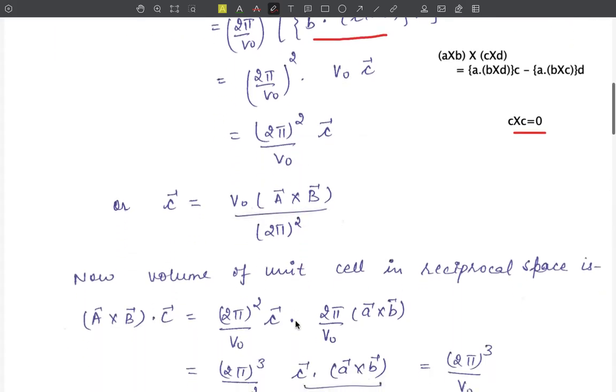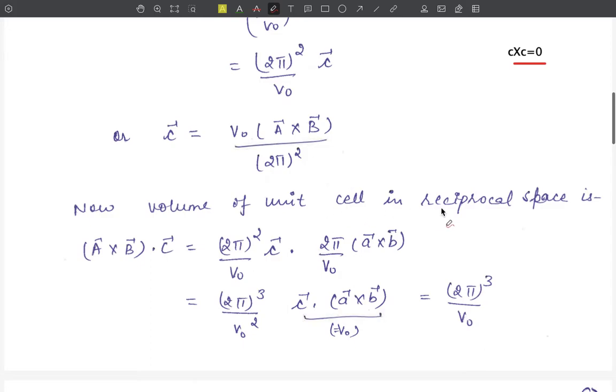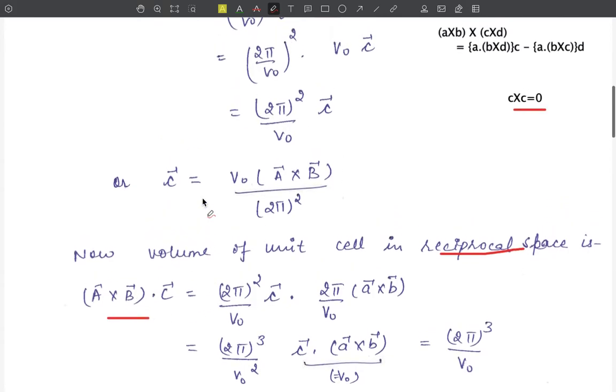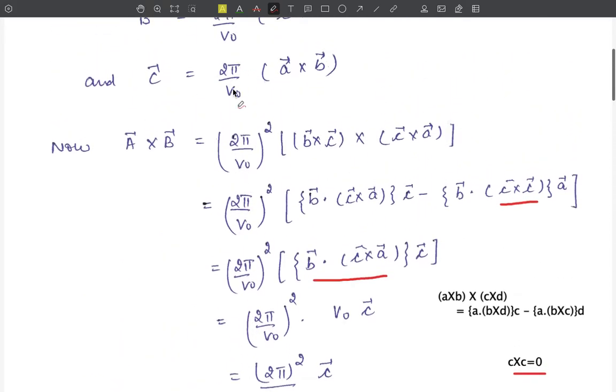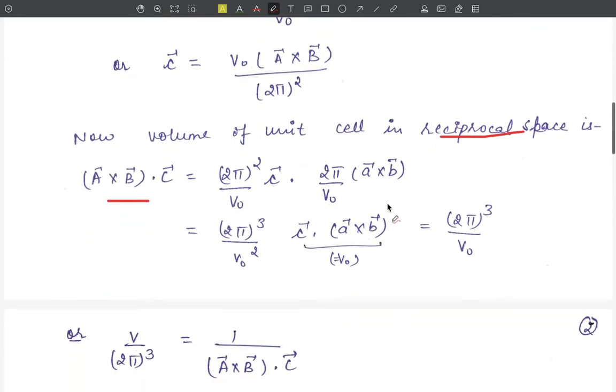Now, if we have to find out the volume of a unit cell in the reciprocal space, then that will be equal to A cross B dot C vector. We have just found the value of A cross B vector. This is equal to 2 pi whole square upon V naught into C vector. Here we have dot capital C vector, which is equal to 2 pi upon V naught into A cross B vector. Using these values here, we get 2 pi whole cube upon V naught square into C dot A cross B.